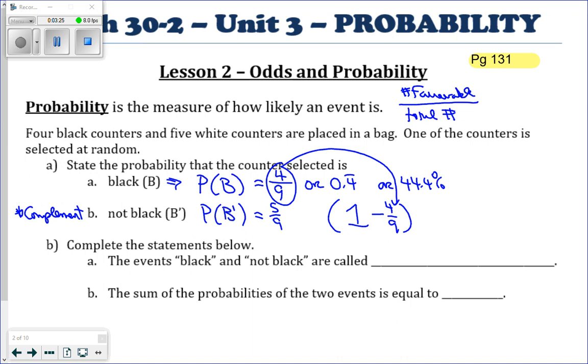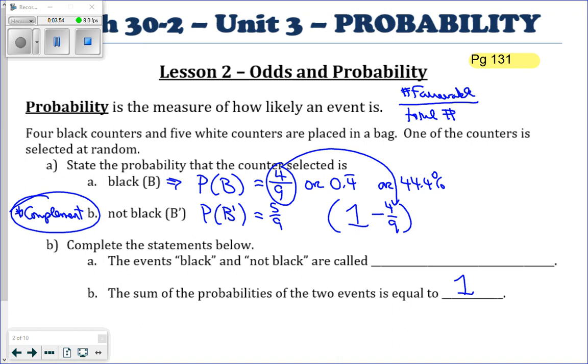Honestly, I need you to turn your common sense button on and dial back the math. The math is what you want over total number, but how you go about reasoning those two numbers is up to you. So complete the statements below. The events black and not black are called complements. We just did that. And the sum of the probabilities will always equal 1.